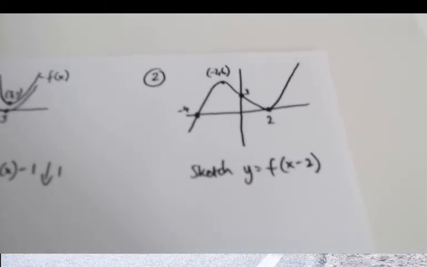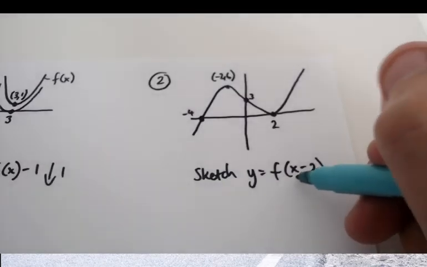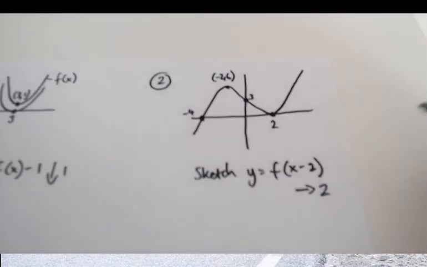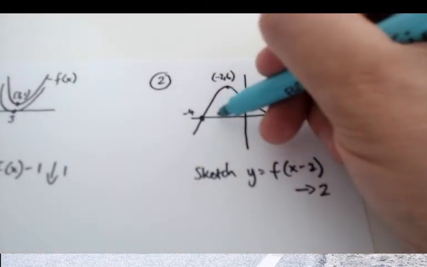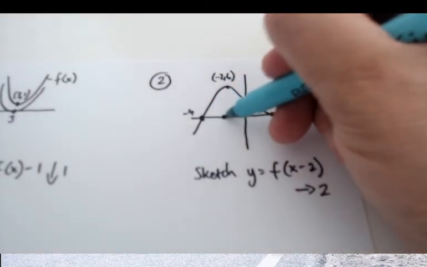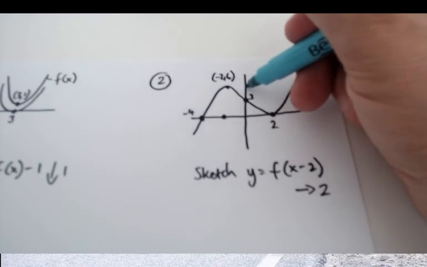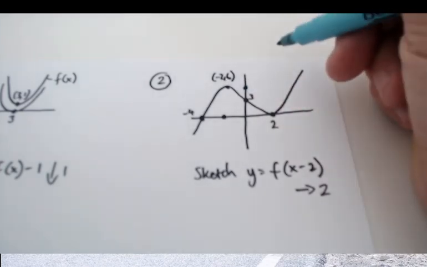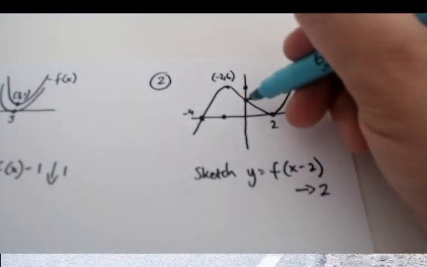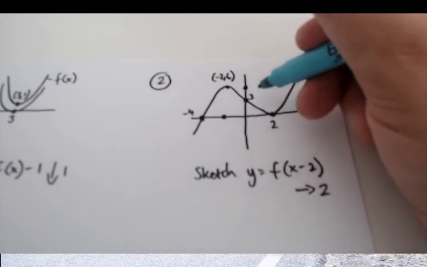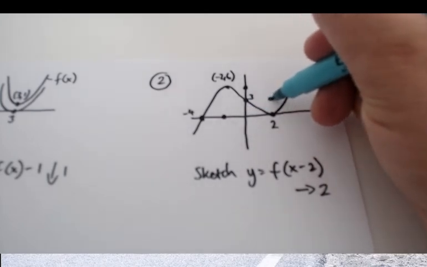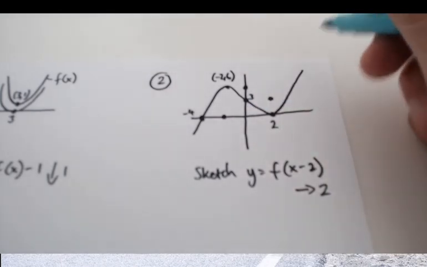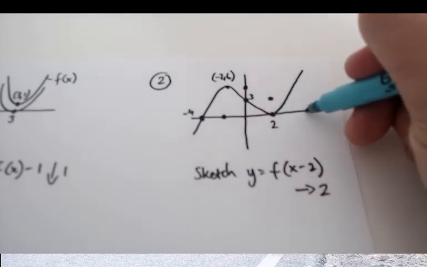Number 2, minus 2 in the bracket, moves it sideways, minus moves it right. So I'm going to move everything to the right 2. So minus 4 will go to minus 2. Minus 2, 6 will become 0, 6. This point 3 is actually 0, 3. So if I move it 2 to the right, that will go to 2, 3. And then 2 will go to 4.